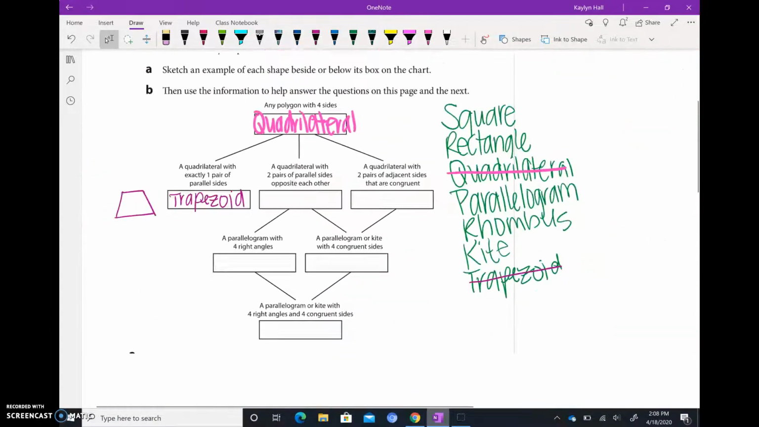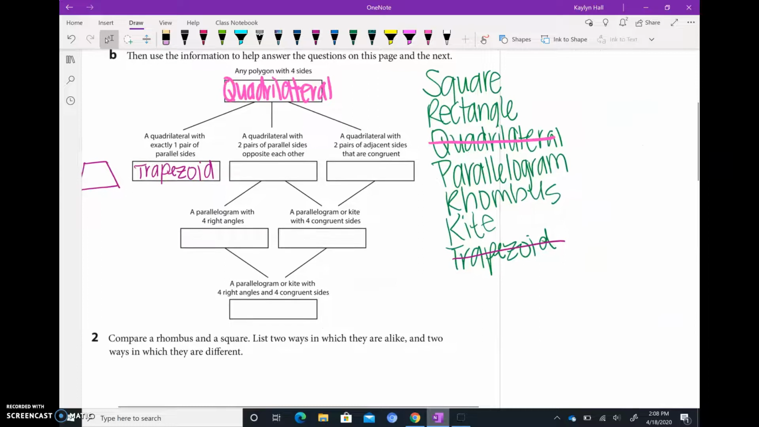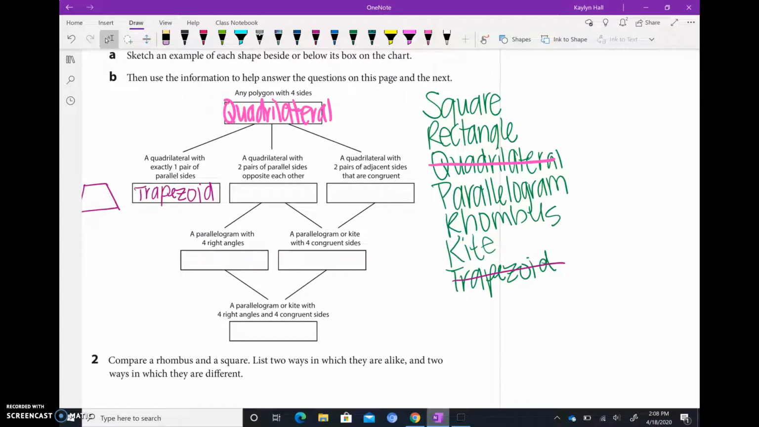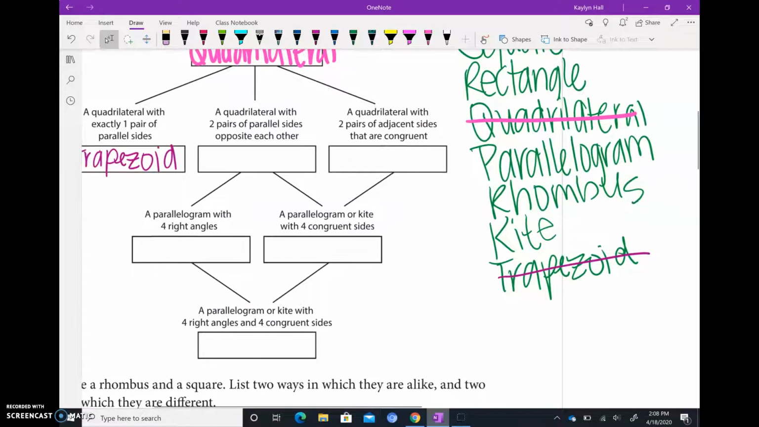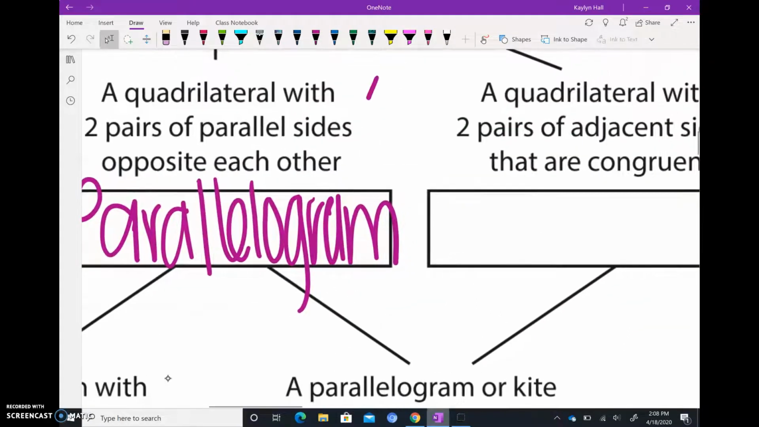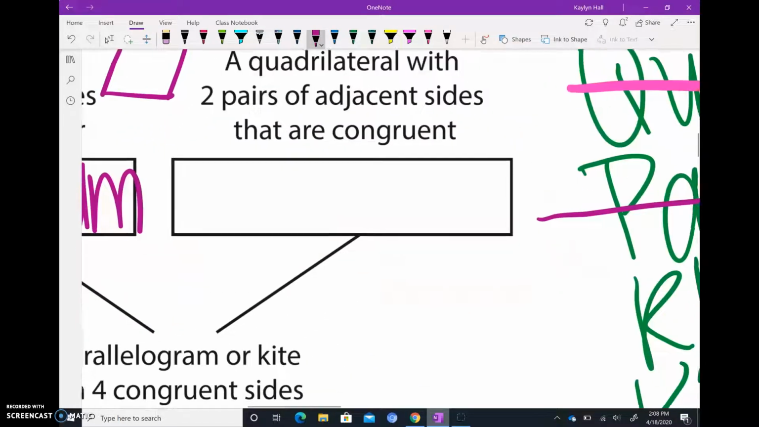A quadrilateral with 2 pairs of parallel sides opposite each other. So we've got 2 pairs of parallel sides. And the best answer for that goes at the top here is parallelogram. And the parallelogram may look like this. It's got 2 pairs of opposite parallel sides.